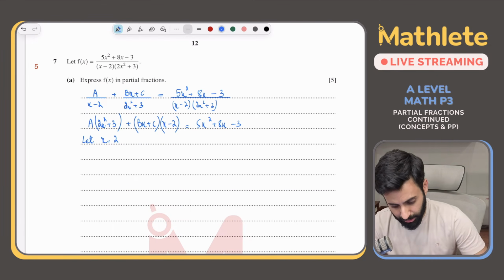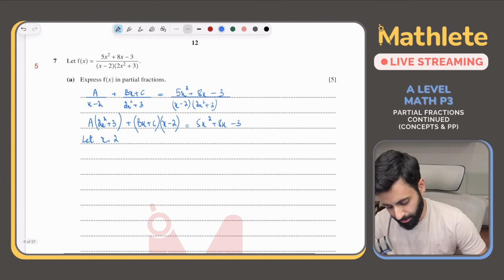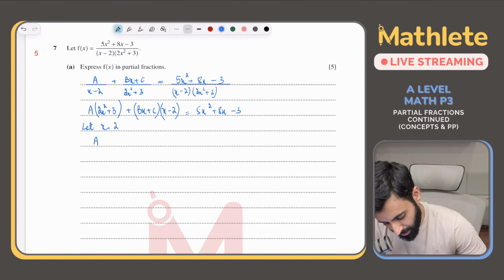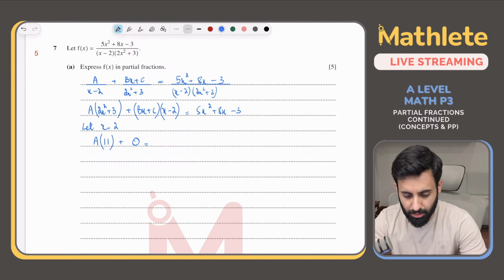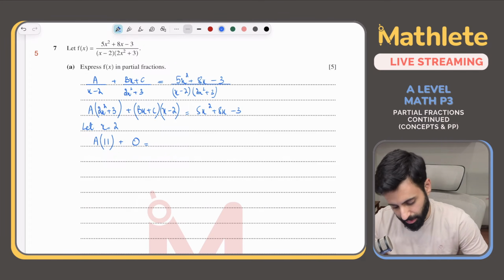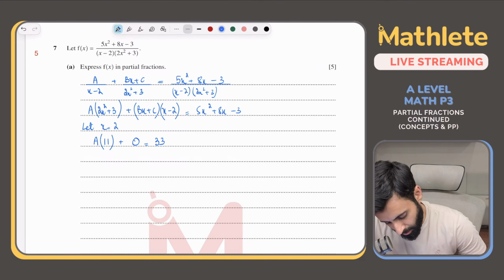Because if x equals 2, then bx plus c will be multiplied by 0 and the whole thing will get eliminated. So a times 11, because 2 squared is 4, 4 times 2 is 8, 8 plus 3 is 11, plus 0 is equal to, let's see what we get here. 5 bracket open, 2 squared plus 8 bracket open 2 minus 3. So we get 33, which means 11a equals 33, which means a is equal to 3.